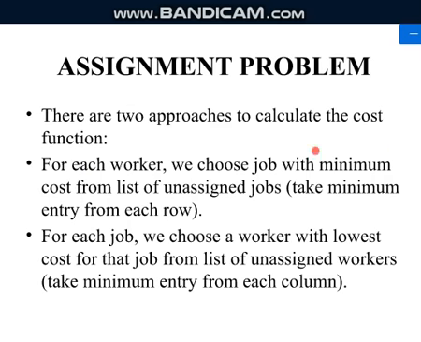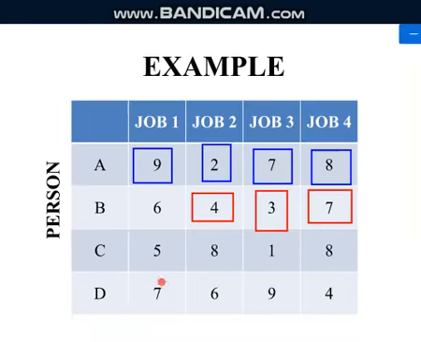an example. So here 2 approaches. So first what we are doing is we choose the job with minimum cost from unassigned jobs. Or what you are doing, you choose a worker with lowest cost. See, it can be either row wise or column wise. If you go row wise, we choose the job with least value. Okay, for person A, if you consider, what are the values? Job 1 9, job 2 2, job 3 7, job 4 8. So among this, which is the least value? Least value is 2. So for person A, I will select like that.